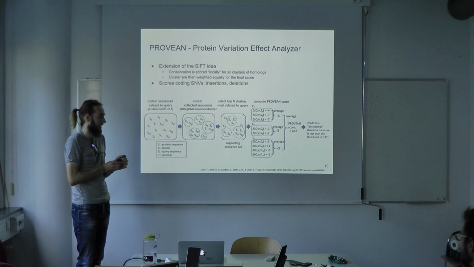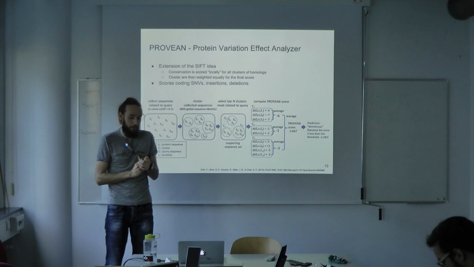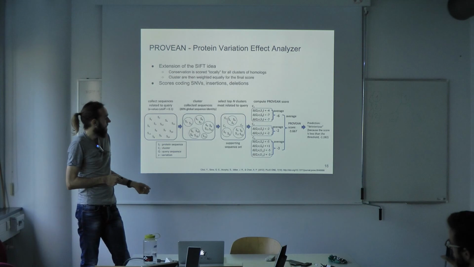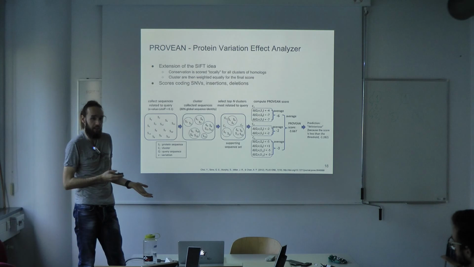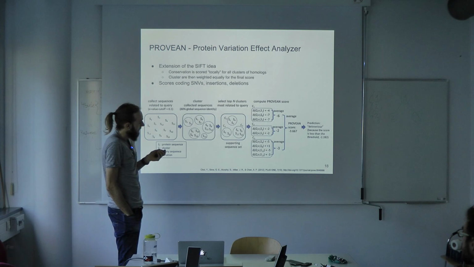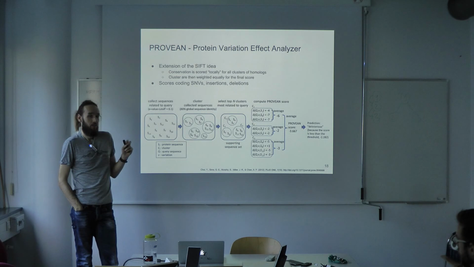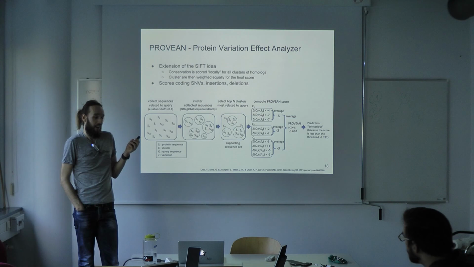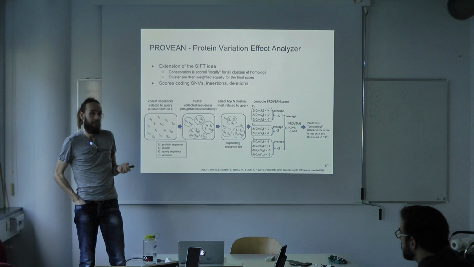Now what's different here to SIFT is that, okay, the similarity, I didn't mention this, is calculated via the Poisson matrix, but that's not really the important point here. The big difference to SIFT is that you treat the clusters equally. So you are now not biased anymore by how many extremely similar sequences you have in your set of all sequences, essentially.